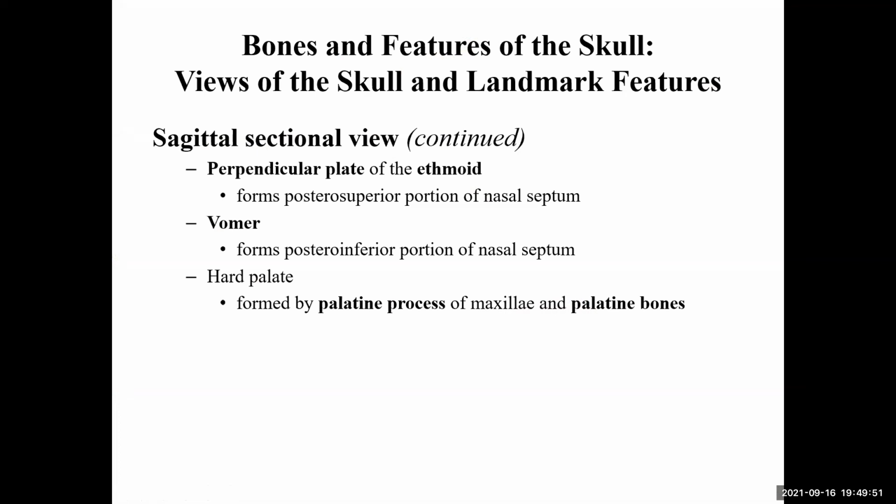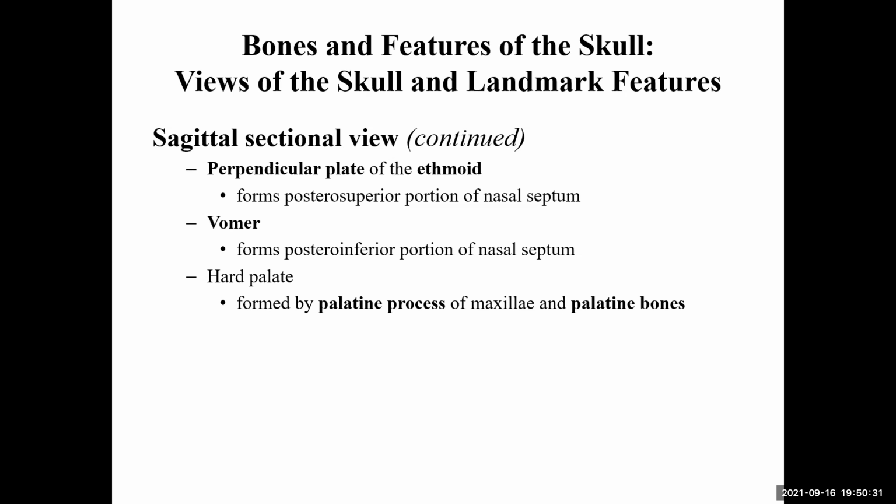All right, so on the sagittal view, we're going to see parts of the bony nasal septum. And if you remember from last time, I said that the bony nasal septum is made up of two bones. It's made up of the ethmoid bone, or specifically the perpendicular plate of the ethmoid bone. And that's going to make the superior posterior portion of the nasal septum. And then you've got the vomer, which is going to make up the inferior posterior portion of the nasal septum. I think of the vomer, it looks like an arrowhead that's bent.